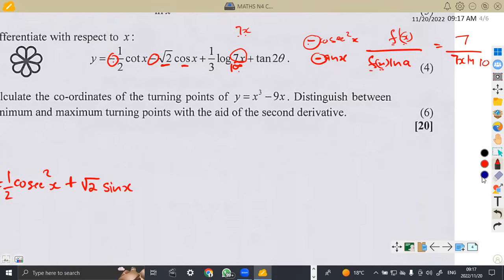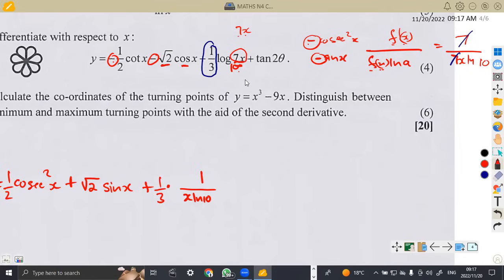But as we can see here, 7 and 7 will cancel. That is 1 over x. But remember the 1 over 3 which was already there, so it is going to be plus 1 over 3. We write this as it is, which is 1 over x ln 10. So we've got 1 over x ln 10 from that.